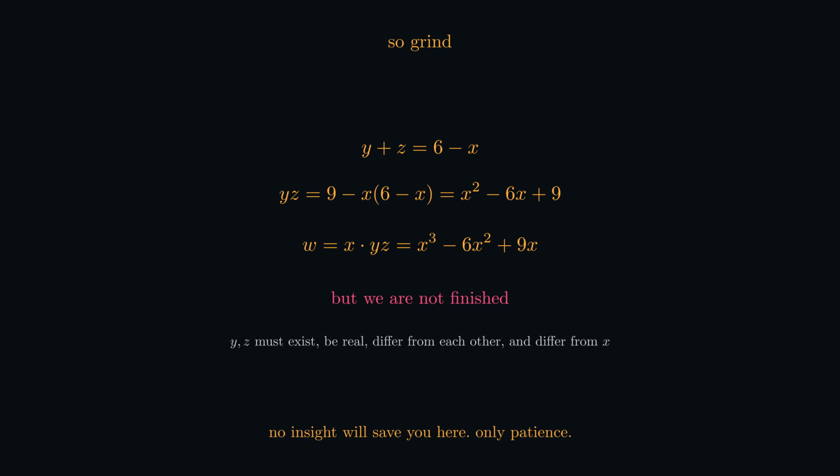But we are not finished, and this is where the brutal road charges its fee. We need y and z to actually exist, and to be real, and to be different from each other, and to be different from x. Each of those is a condition on x, and each one has to be computed. No insight will save you here. Only patience.